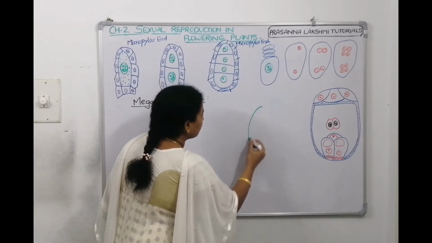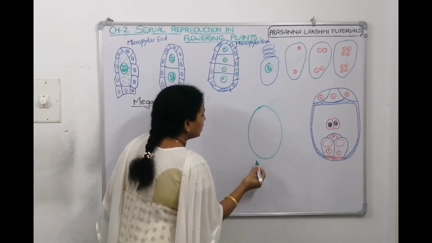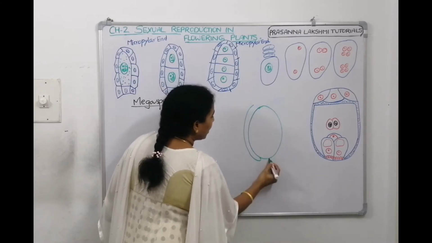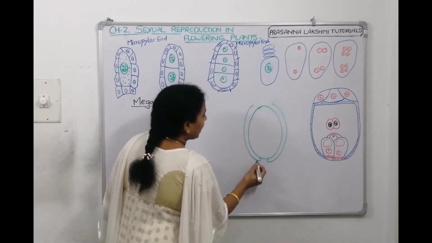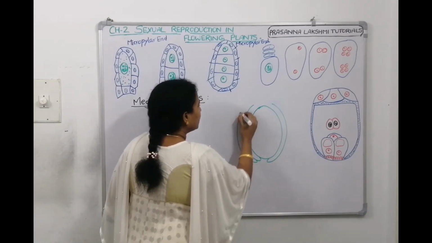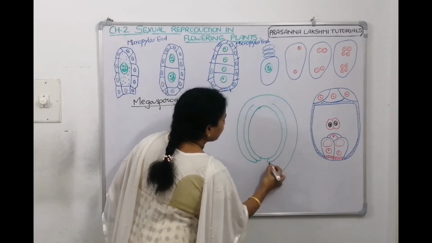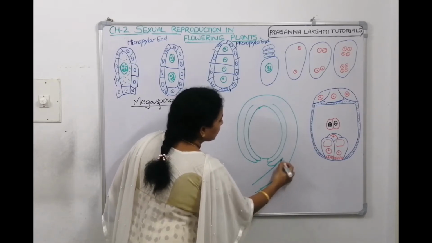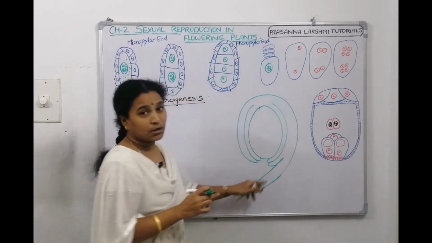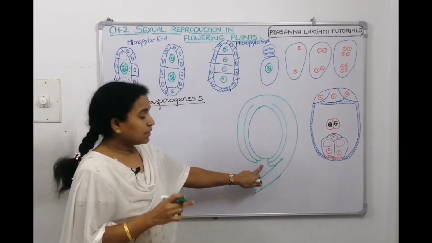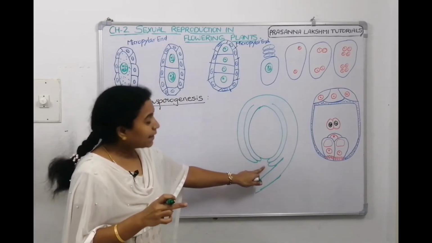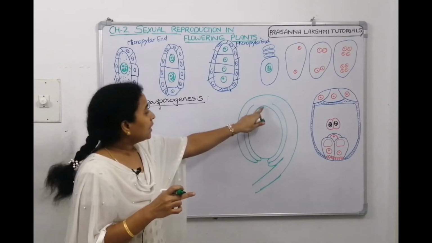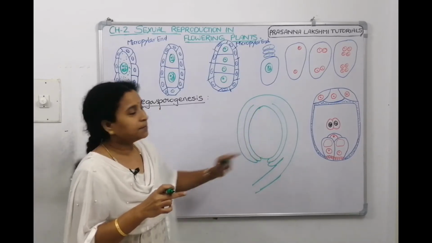This is the ovule, anatropous ovule I am trying to draw. Nucellus I draw. This is one integument and this is the other integument. This is the stalk which is called funicle. The point where the funicle joins to the body is called hilum. The place where integuments are absent is called micropyle. The opposite end is called chalazal end. This is the nucellus, right?